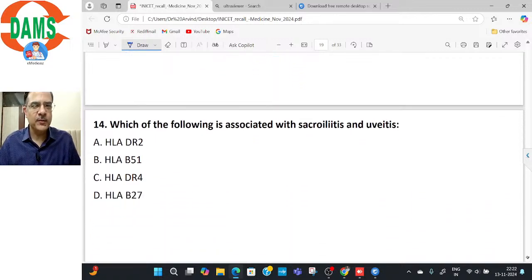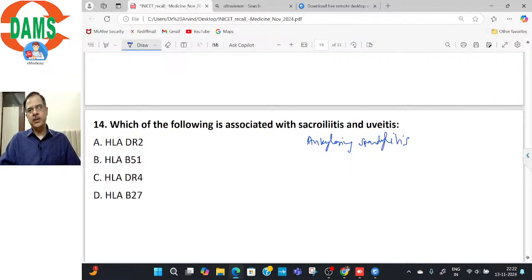Now come to question number 14. Which of the following is associated with sacroiliitis and uveitis? Sacroiliitis and uveitis is characteristically a combination of ankylosing spondylitis. The most common extra-articular manifestation of ankylosing spondylitis is uveitis, and almost 90% of the cases will have HLA-B27 positivity. So the answer is option D here.